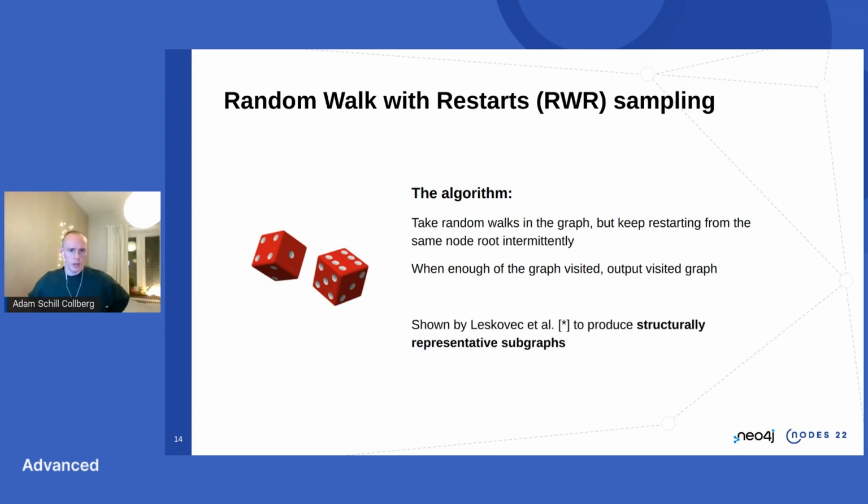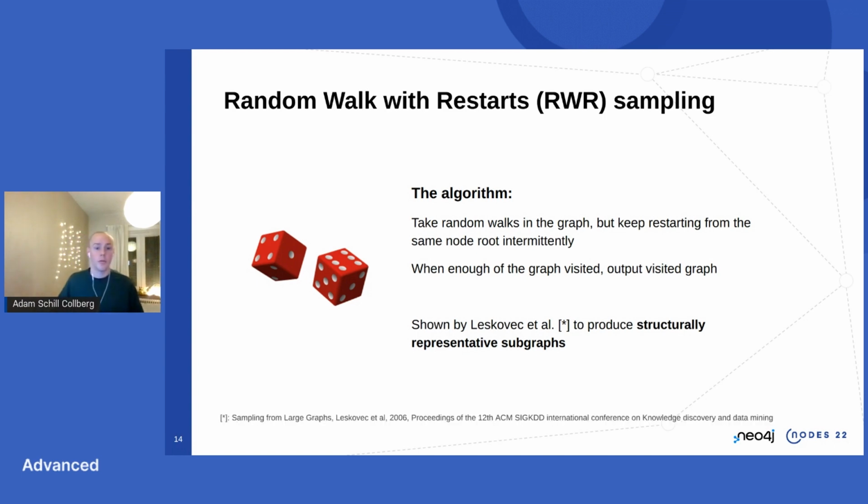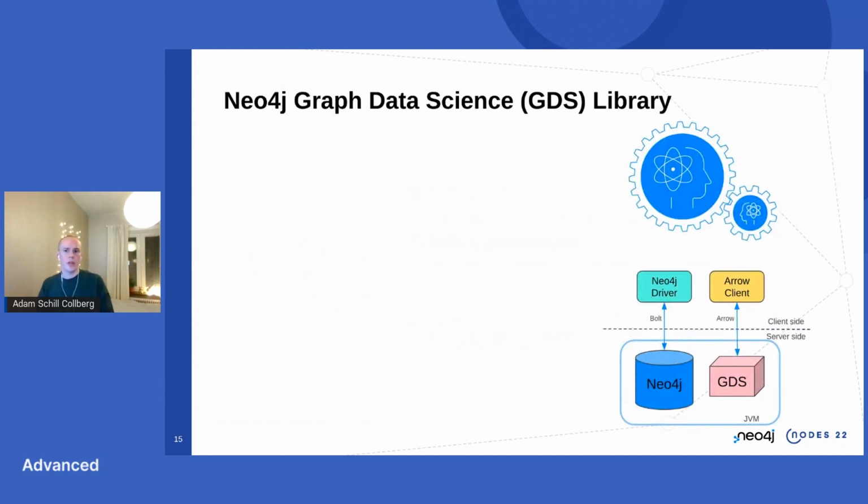Okay, and it was shown by some researchers that this produces a structurally representative subgraph, which is what we're interested in here, because we want the thing we train on, the sample, to have a similar structure so that it generalizes to the full graph later when we do prediction. Okay, now let's look at what we can use to actually do this sampling, to do random walk with restart.